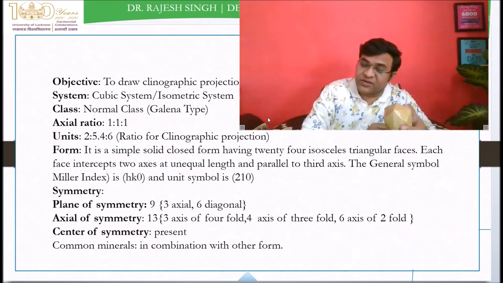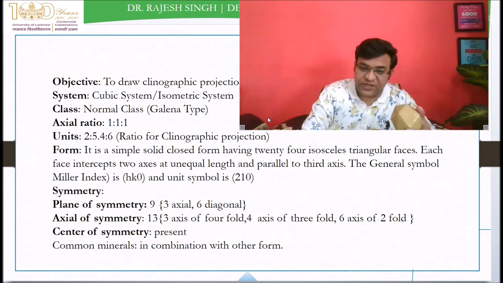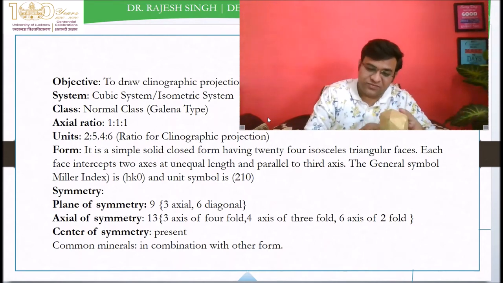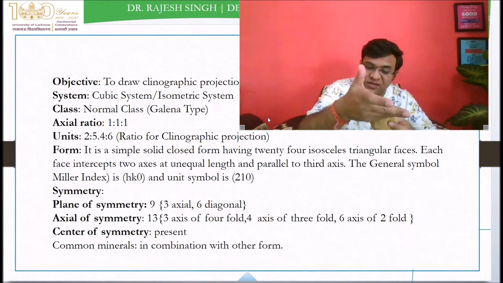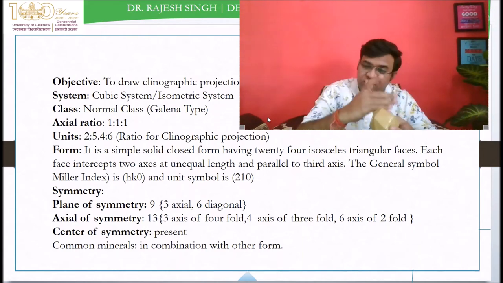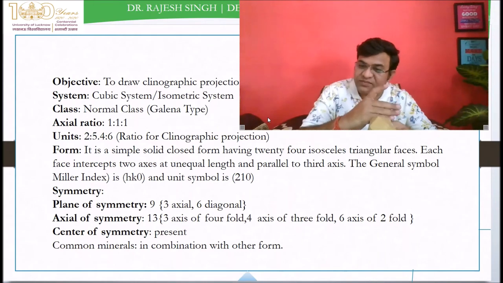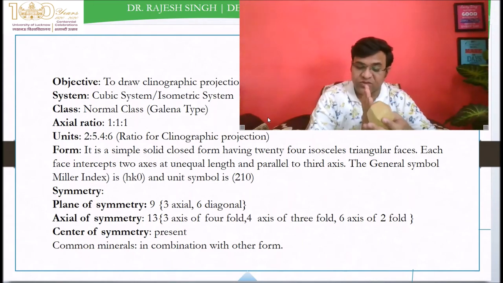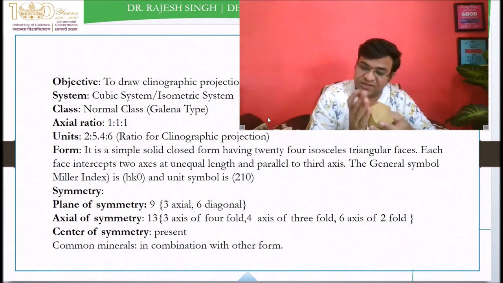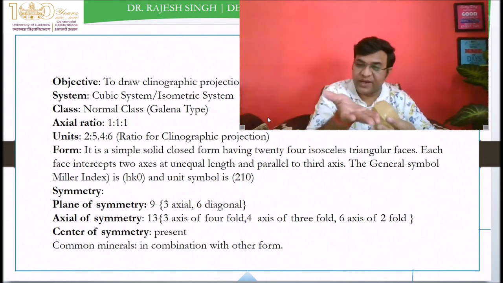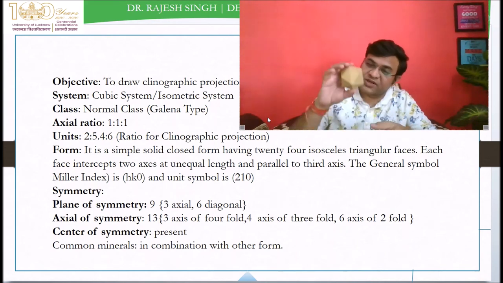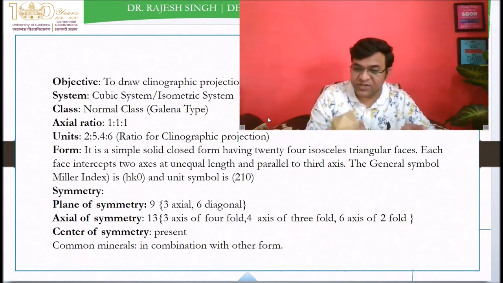Now the planes of symmetry. Like the cube, you can cut like this, this, this, and this. These will give the four diagonal mirror planes, and two from these sides you can get. So total six, and three axial, 1, 2, and 3. So the total number of mirror planes will be 9. Center of symmetry is also present.